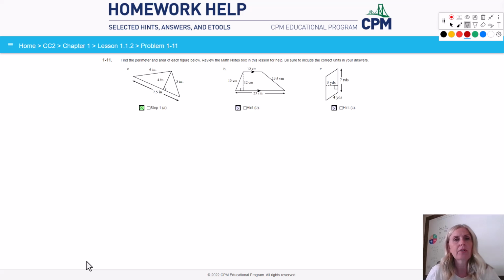Okay, let's do perimeter first. Perimeter is pretty much the easiest thing you'll do in math. It's just outside measurement, which means you just add up all the sides.